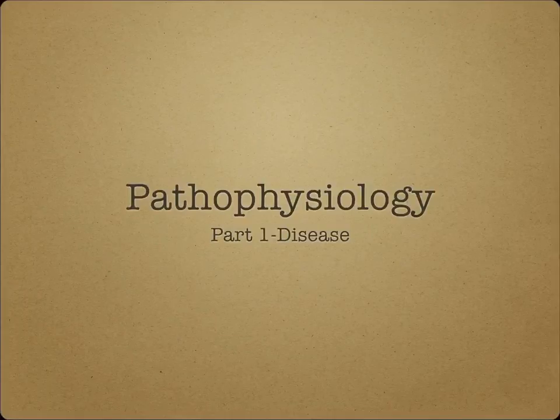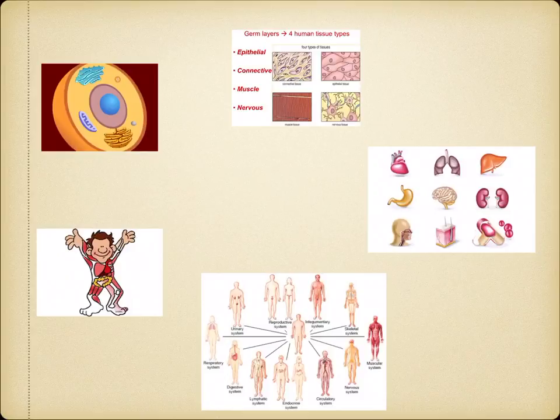Short video on part one of pathophysiology, just going over a little bit about how the body's put together and different types of diseases. We start with a living unit, which we call a cell. Although a lot of our cells could not live independently, there are some types like prokaryotes, like bacteria, that could live as an individual cell.